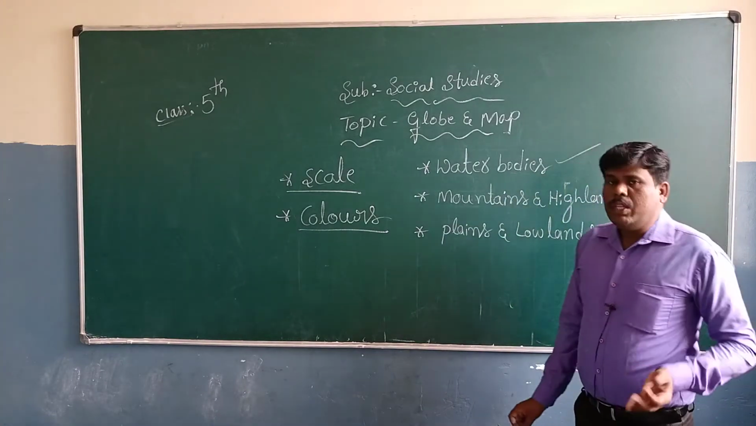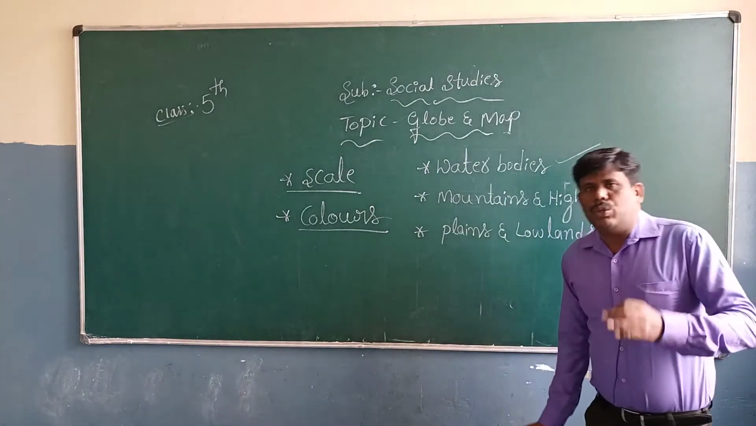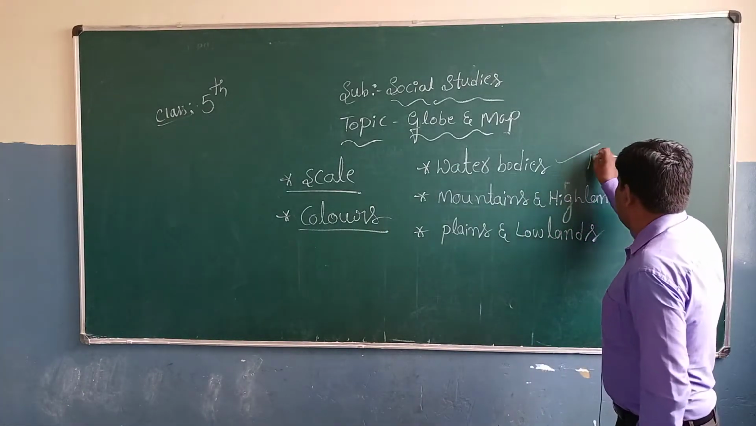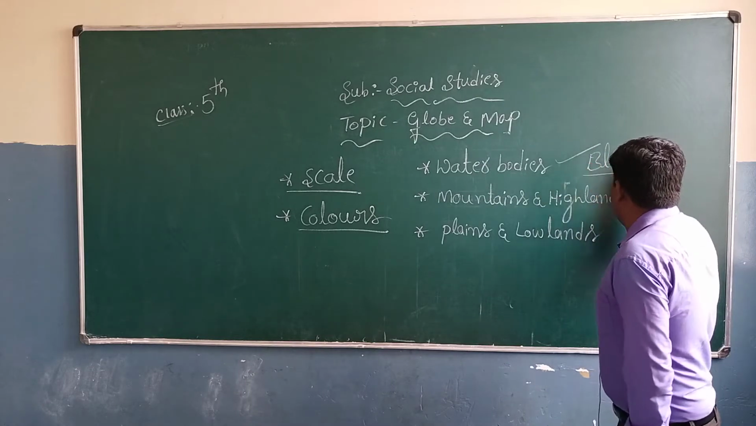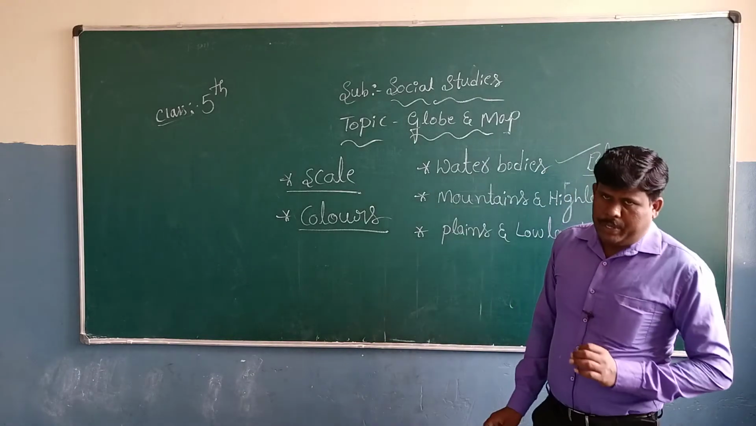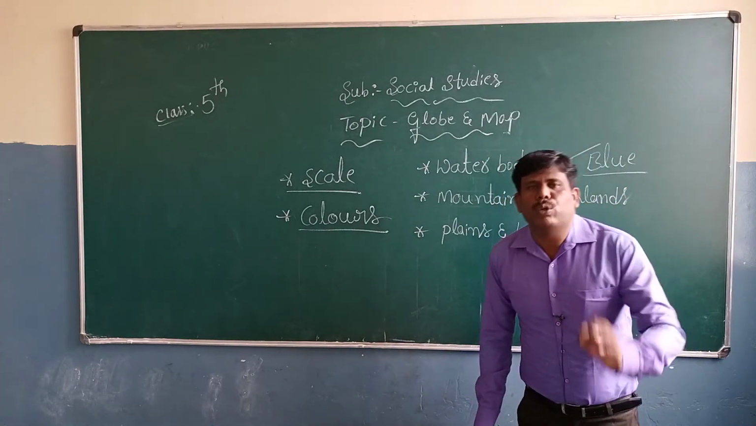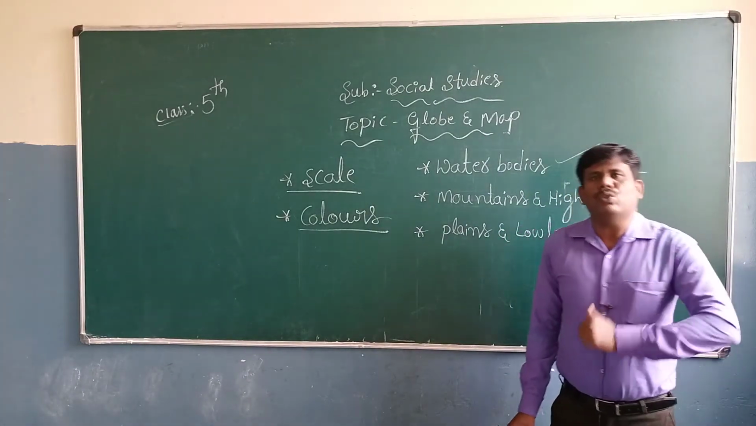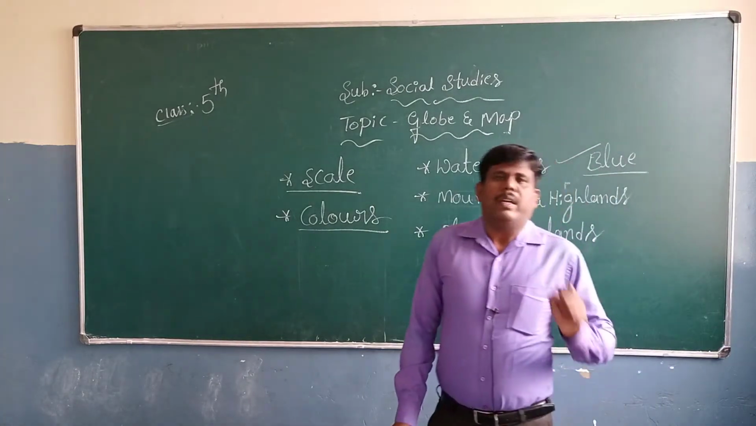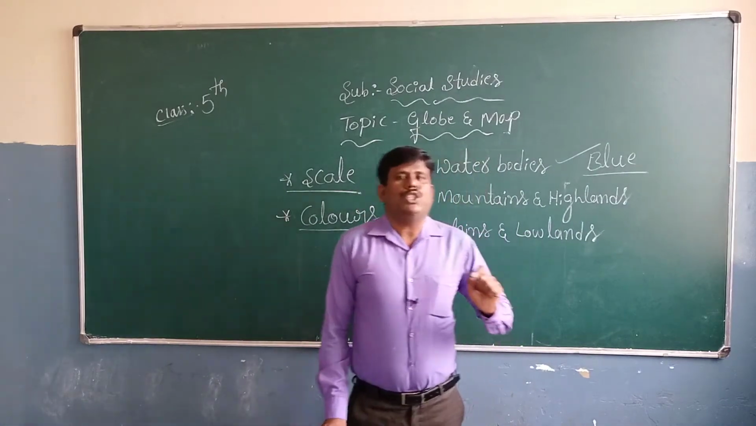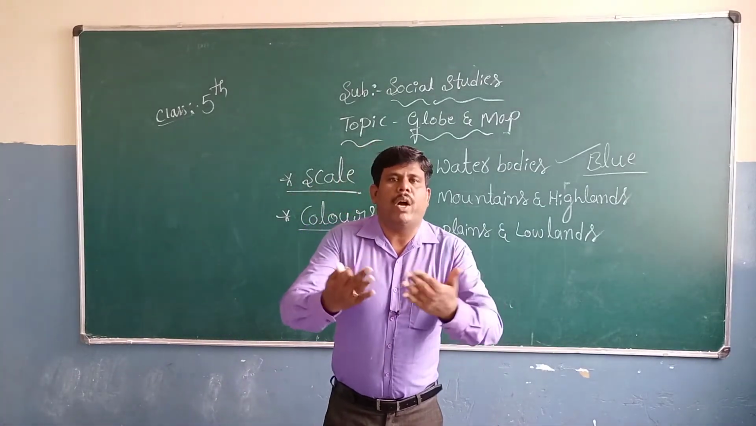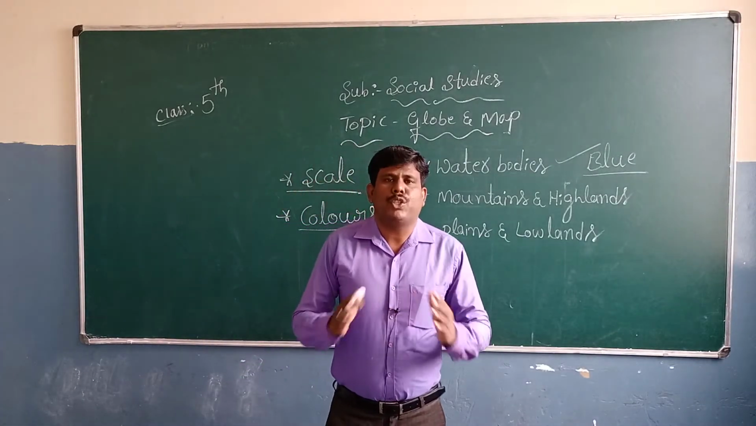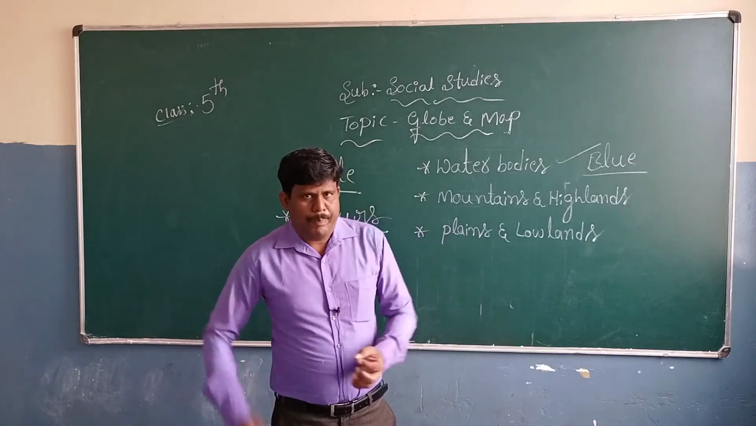First one, water bodies. To show water bodies, blue color is used. Dark blue and light blue, the two colors, are used on the map. Dark blue color shows deep water, light blue color shows shallow water.